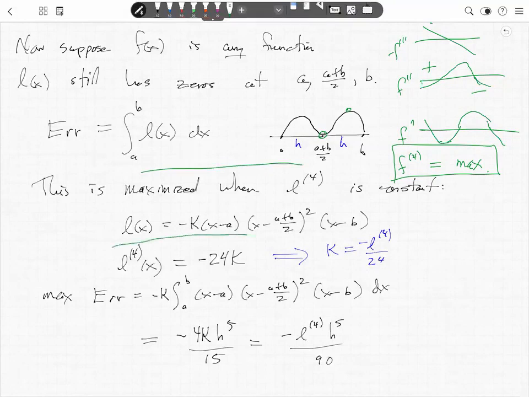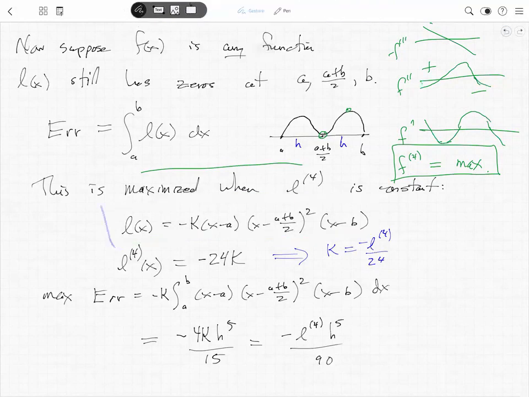Then what must it look like? Well, it must look like this, because it has a 0 at A, it has a 0 at B, and it has a double 0 at A plus B over 2, because not only is the function 0 there, but also the first derivative is 0. So it has a double root there. Therefore, the function L, which is a fourth degree polynomial, can be written in this form: some constant negative k times x minus a times x minus a plus b over 2, squared, times x minus b.